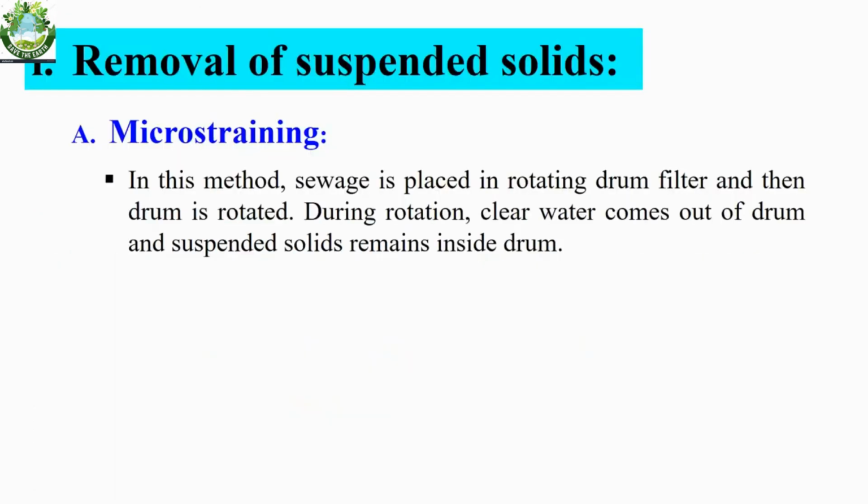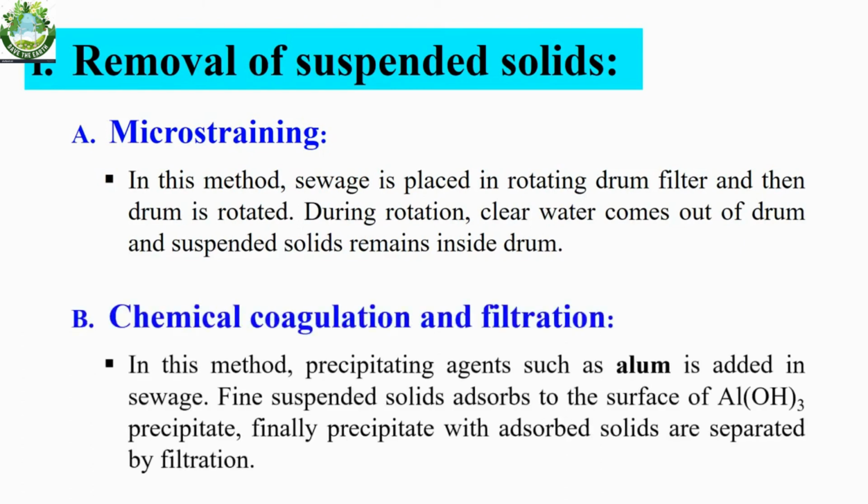First, removal of suspended solids. After the secondary treatment, there may be some suspended solids within that sewage wastewater. So these can be removed by two methods: microstraining, and chemical coagulation and filtration. In case of microstraining, the sewage is placed in a rotating drum filter of pore size 25 to 35 micrometer, and then the drum is rotated. Due to this rotation, the clear water comes out of the drum and the suspended solids remain within the drum.